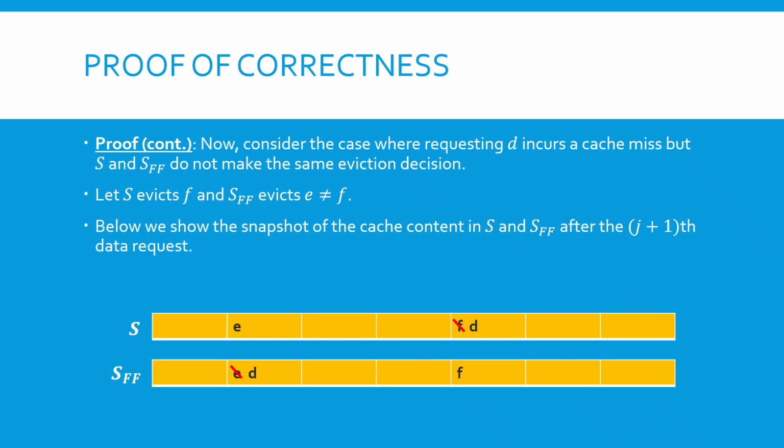The remaining case is when the J+1th request causes a cache miss and S and SFF choose different items to evict. Let the requested item at the J+1th step be D. On this cache miss, let schedule S evict item F, while the farthest-in-future schedule SFF evicts item E. The table at the bottom of the slide shows the resulting cache content under S and SFF, respectively.